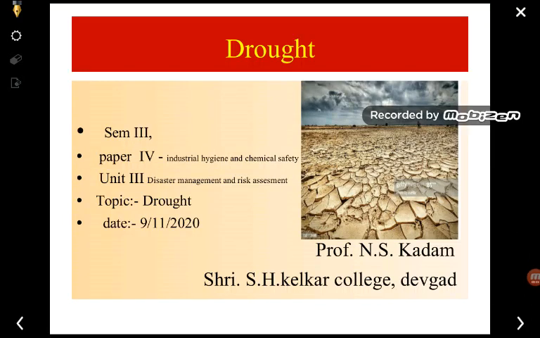Good morning, students. Today we are going to talk about a new topic, that is drought. That is from the MSc EVS semester 3 paper 4, that is industrial hygiene and chemical safety, and the unit 3, that is disaster management and risk assessment. So today our topic is drought.